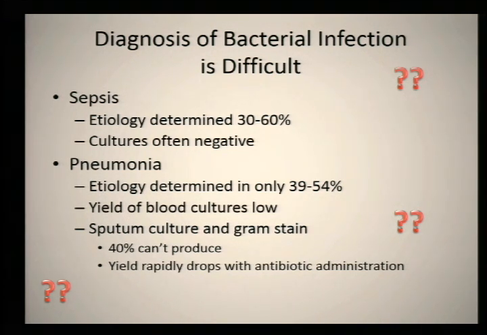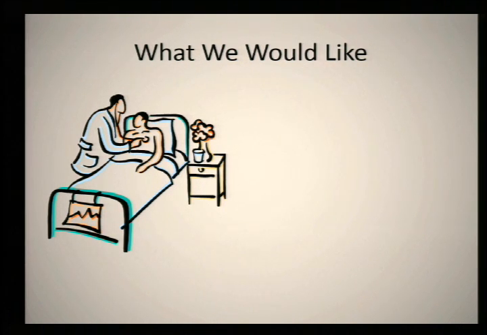The yield of blood cultures is so low, people have debated whether we should even do them routinely on people with pneumonia. And sputum cultures, about half of people can't even produce sputum. And once you start antibiotics, typically within 12 hours, you can't find pneumococcus in the sputum. So it's very difficult to sort all this out. And that's what drives a lot of antibiotic use: I don't know whether they have infection or not, so we're going to cover our bases.